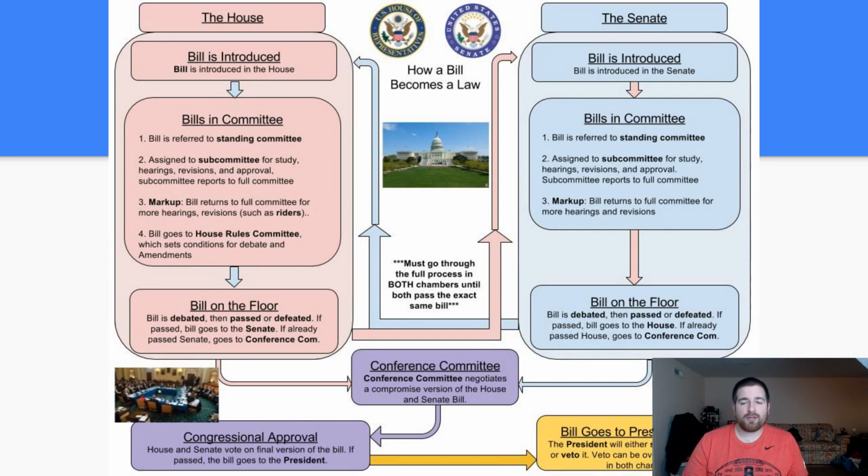The President will either sign the bill into law or veto it. If he vetoes it, the bill does not become law. However, then the veto can be overturned with a 2/3 vote in both chambers. So that is the very long, very complicated process of how a bill becomes a law. And I know that was really a crash course on it. I kind of flew through that.